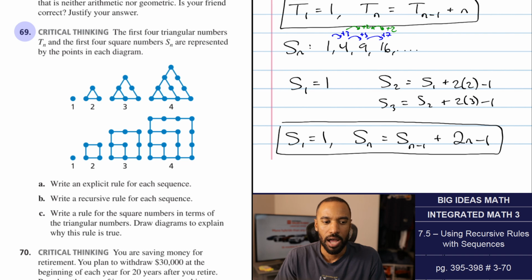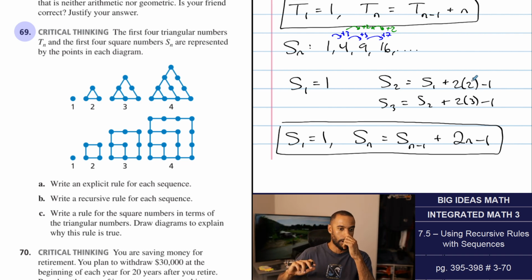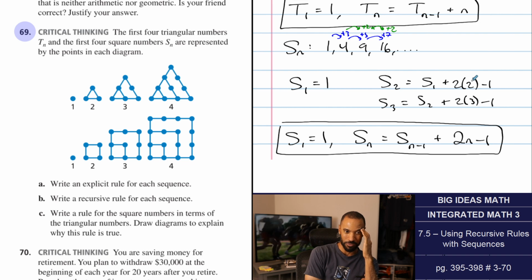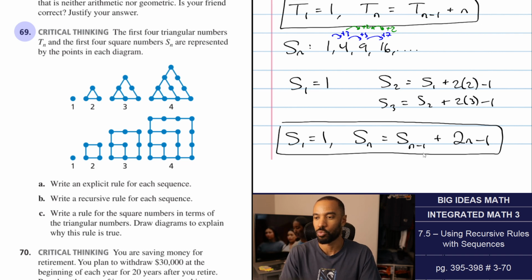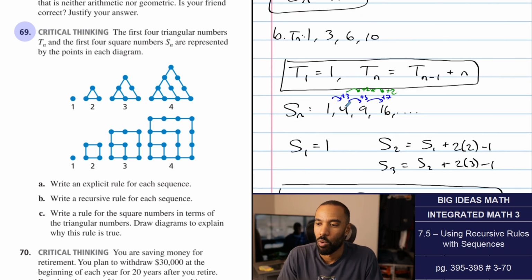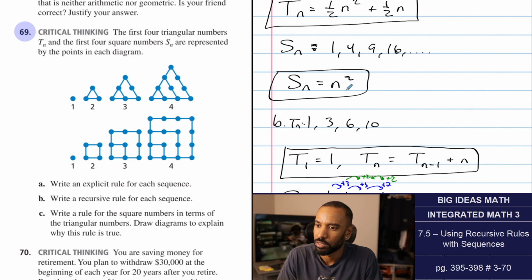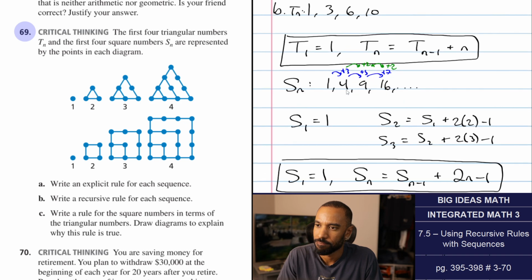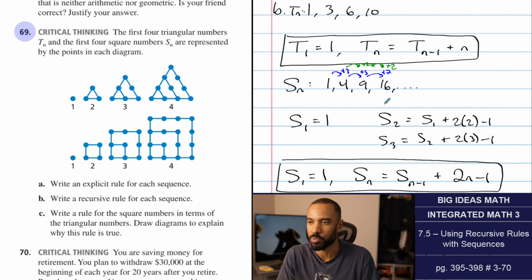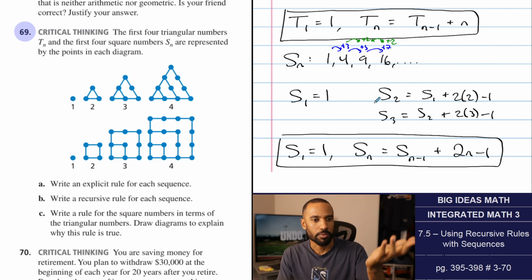Whew. Part C. Write a rule for the square numbers in terms of the triangular numbers. Draw diagrams to explain why this rule is true. In terms of the triangular numbers, 1, 4, 9, and 1, 3, 6, 10. Oh, 1 plus 3 is 4, 3 plus 6 is 9, 6 plus 10. Oh, the diagram, because they make triangles.